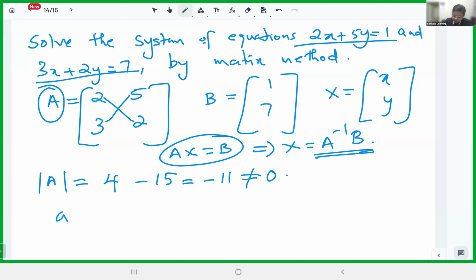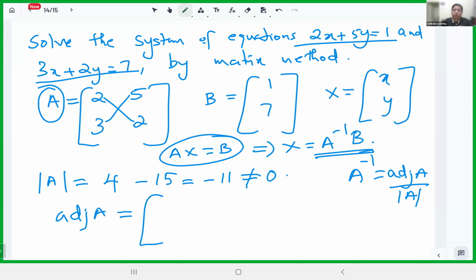Now you have to find the inverse. For that you need to find the adjoint, right? How will you find the inverse of a matrix? A inverse is equal to adjoint of A by determinant A. Determinant A we have already found. Now you have to find the adjoint of A, which is a 2 by 2 matrix. So you have to interchange the diagonal elements. Here both diagonal elements are 2, so interchanging gives 2 and 2 itself.